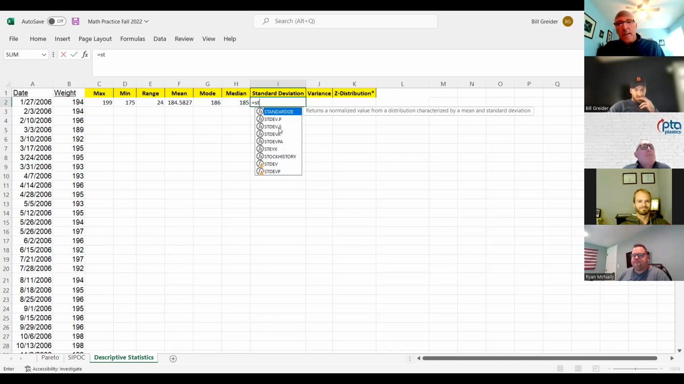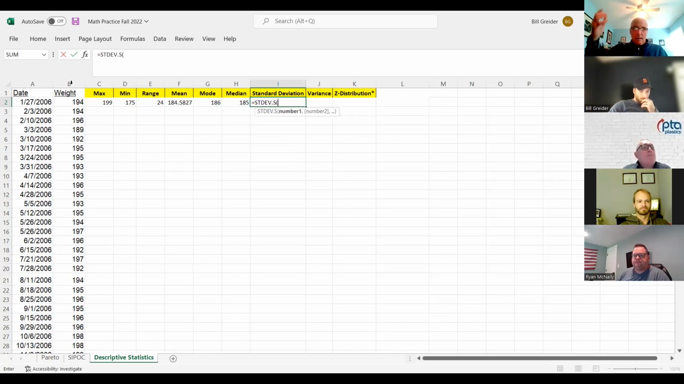We're going to look at the standard deviation of a sample. So that's the second one down. So equals, double click, highlight my weight. And I could see that 4.189 is the standard deviation.